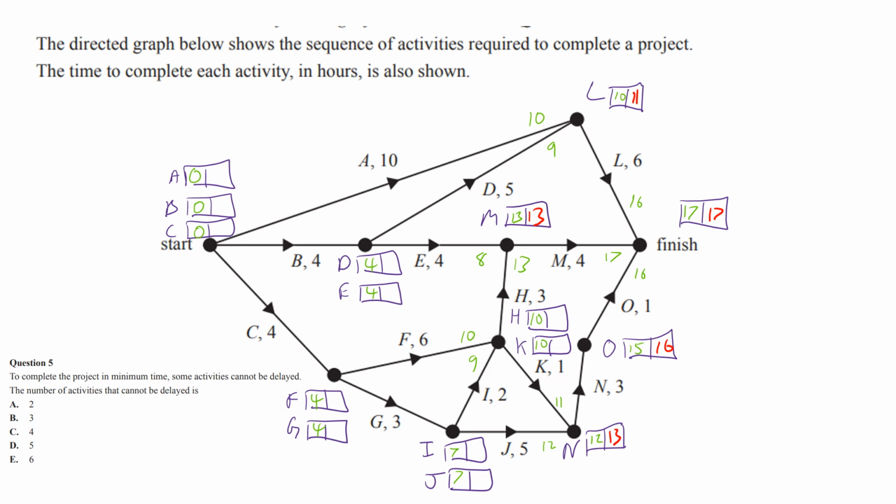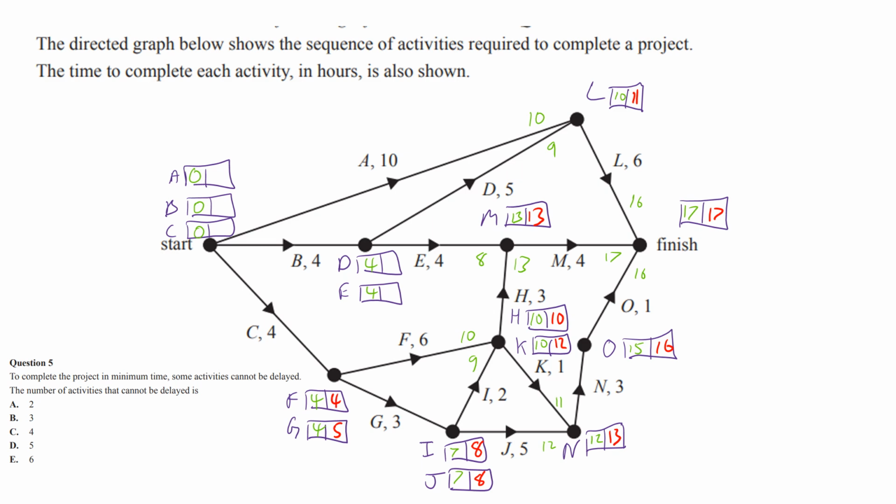13 minus 3 is 10 for H, but it's 13 minus 1, so it's 12 for K. 13 minus 5 is 8 for J. And then for I, it's going to be 10 minus 2, which is also 8. Then we've got 8 minus 3, which is 5 for G. Then we've got 10, because out of the 10 and the 12, we choose the lowest number, 10. 10 minus 6 is 4. Looks like we're getting a critical path there.